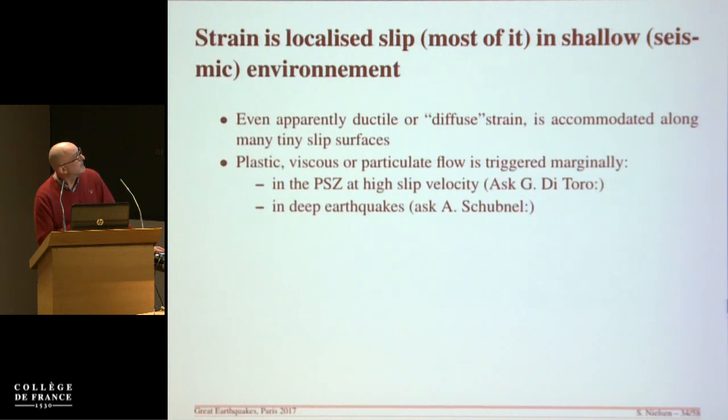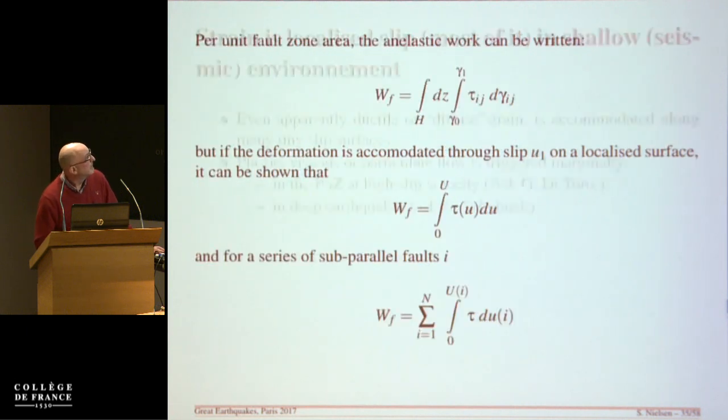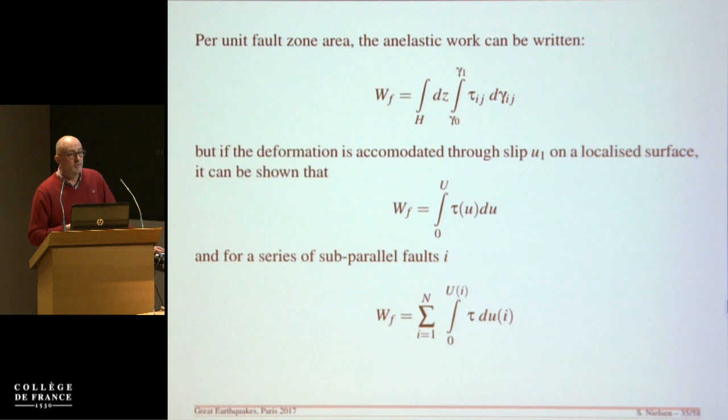And so even apparently ductile or diffuse strain is in fact accommodated along many tiny slip surfaces if we are in the brittle domain and not in the plastic domain, which is the case for most earthquake faults. And because plastic, viscous, or particulate flow is marginally triggered by earthquakes, except for the principal slip zone and high slip velocity, as Giulio was explaining earlier, and probably in deep earthquakes, as Alex was explaining earlier. You have plastic behavior, but not outside the principal slip zone most of the time.